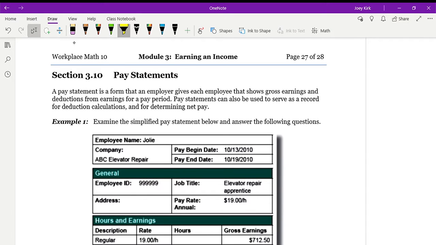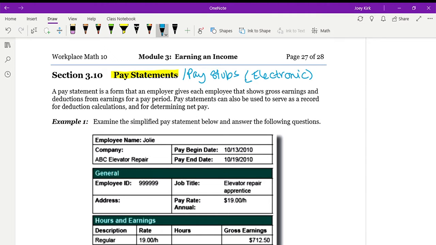Okay, so our last section in this module, very last section, hooray, is looking at pay statements. Pay stubs, you'll still be given one of these. Sometimes they're electronic now, but you're entitled to a pay stub when you work.